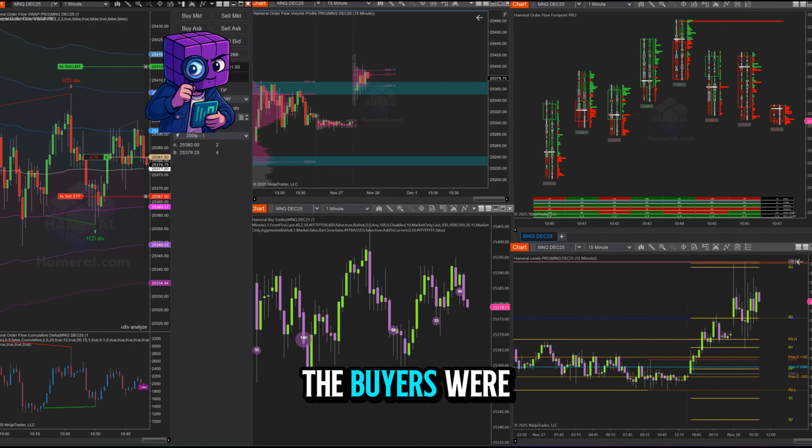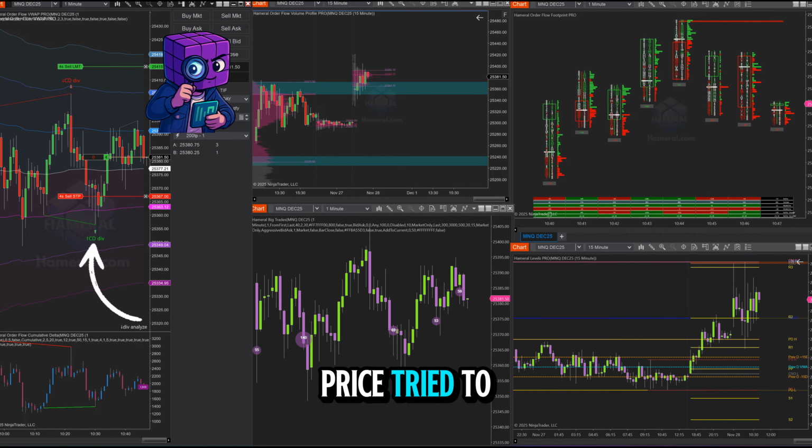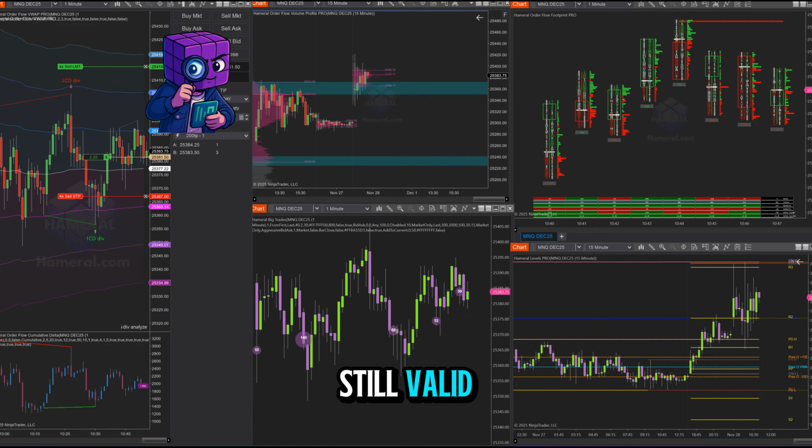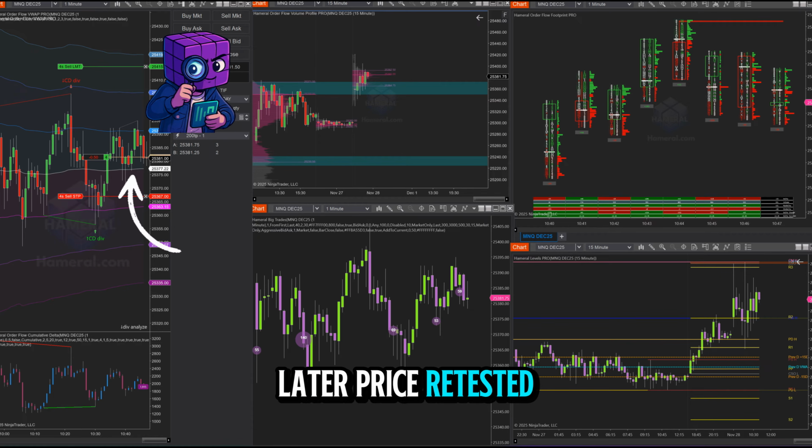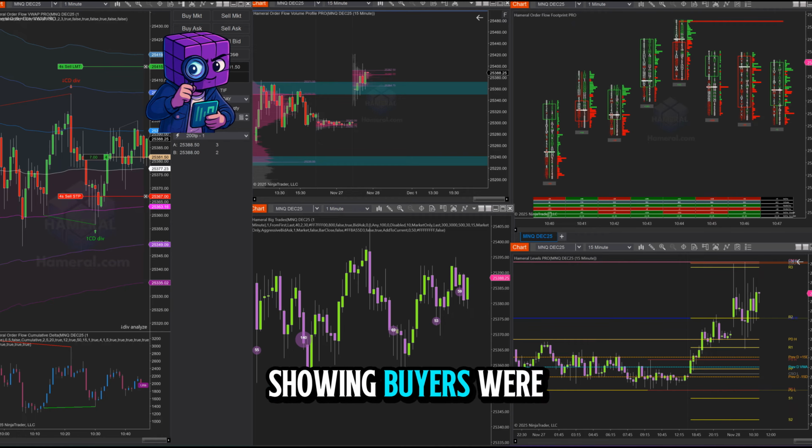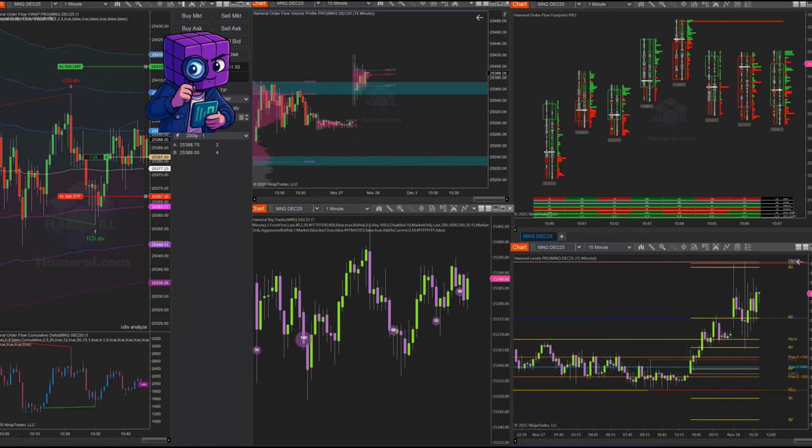On VWAP, the buyers were defending. Price tried to break below the -1 VWAP standard deviation, but failed. That told us the bullish context was still valid. Later, price retested VWAP and held it as support, showing buyers were still defending.